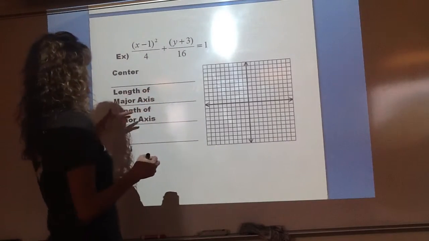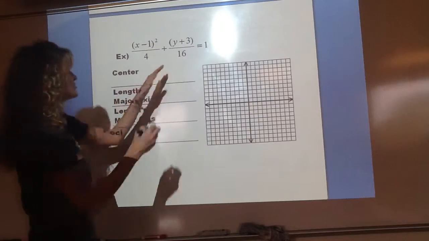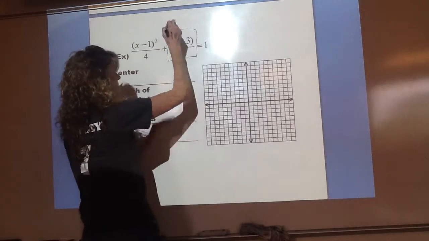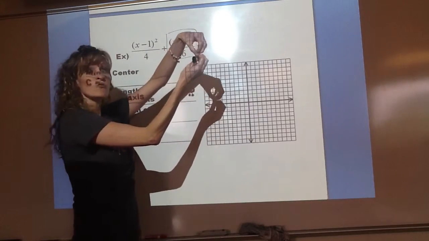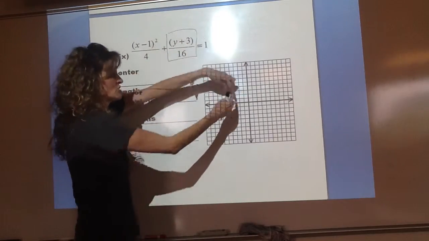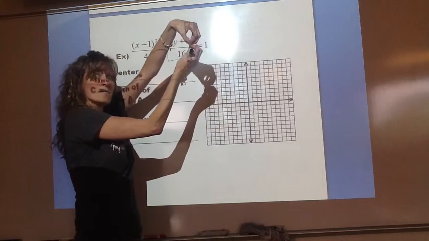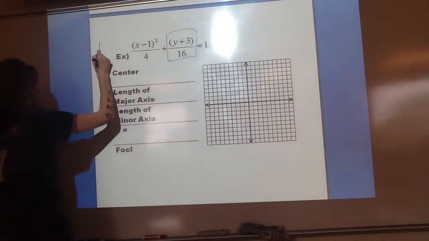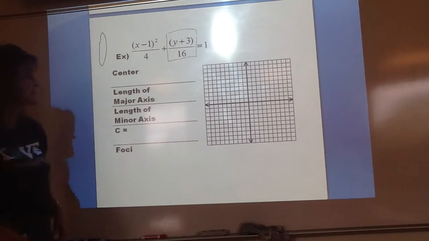Okay, let's try another one. I want to identify where my bigger denominator is. It is underneath the y. That means this oval is going to be stretched long ways in the y direction. This is your y direction, so vertically. So I know it's going to be elongated like that.